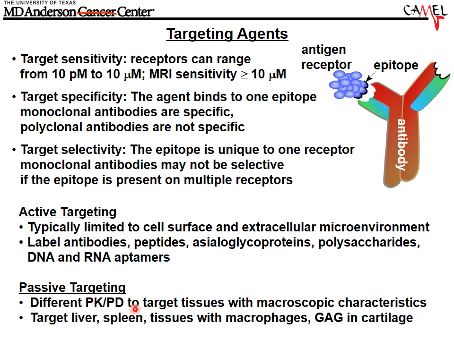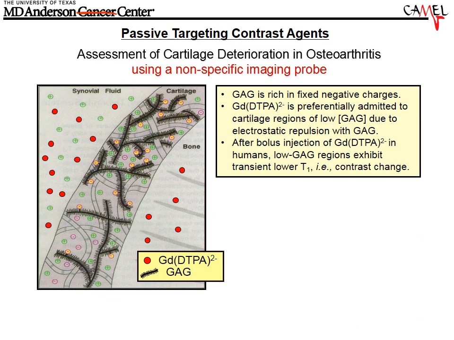Passive targeting systems, though, can be advantageous as well, and they don't target a specific molecule within the tumor microenvironment or the cell receptor, but target a macroscopic characteristic of the tissue itself, which then, of course, depends on the macromolecular composition within that tissue. Glycosaminoglycans in cartilage are an excellent example. I'd like to show that on this next slide, where the assessment of cartilage deterioration can be interrogated by using a contrast agent in a passive way.